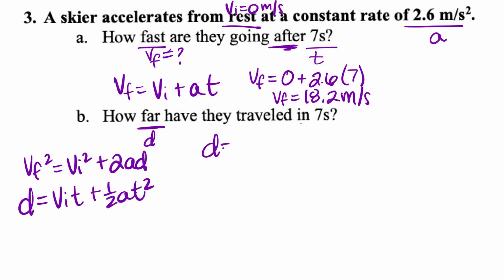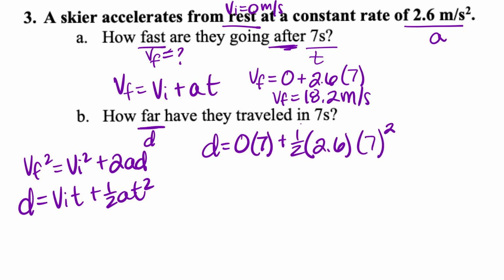So distance equals our initial velocity of 0 times our time of 7 seconds plus 1/2 times our acceleration of 2.6 times our time of 7 seconds again, and that is squared. And it's just the 7 that's squared, not the rest of this. Okay. So now we can solve. 0 times anything is 0, so we don't even have to bother with this. And then we're just left with this 1/2 times 2.6 times 7 squared.